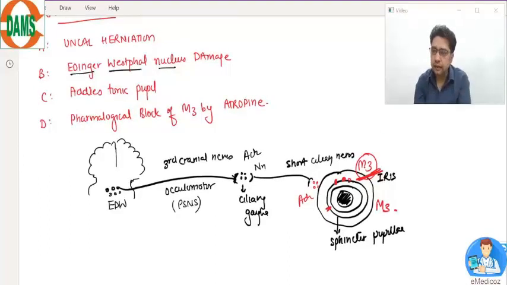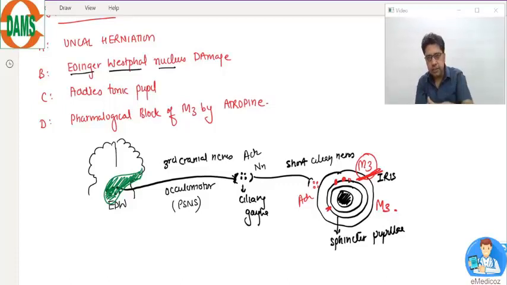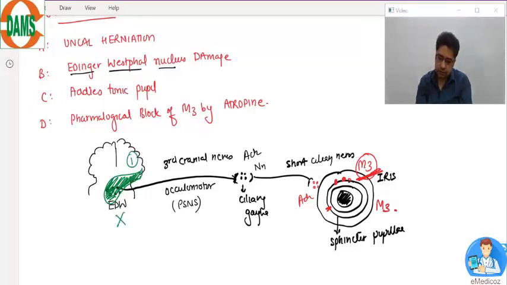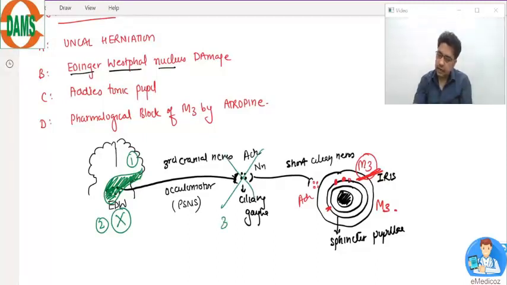One is uncal herniation. Uncal herniation is the herniation of the brain, tentorial hernia. So uncal herniation damages or compresses the Edinger-Westphal nucleus. Okay. Second is Edinger-Westphal nucleus damage. Third is Adie's tonic pupil. And fourth is atropine.